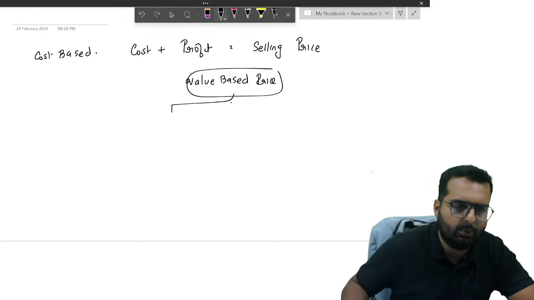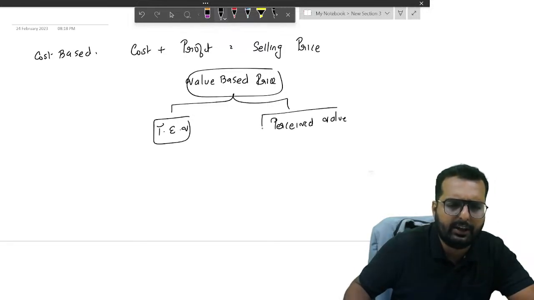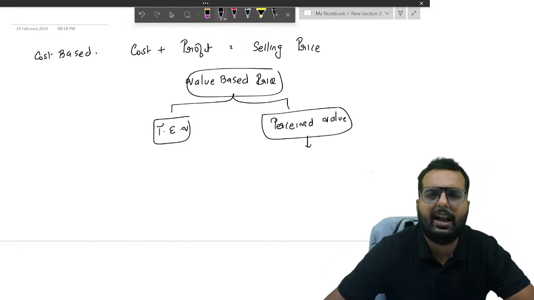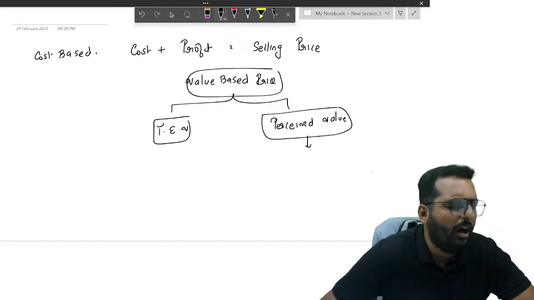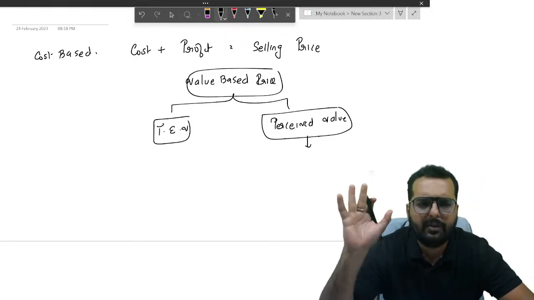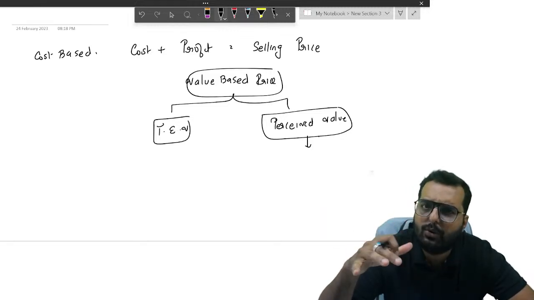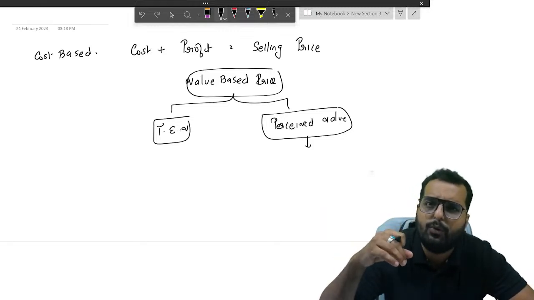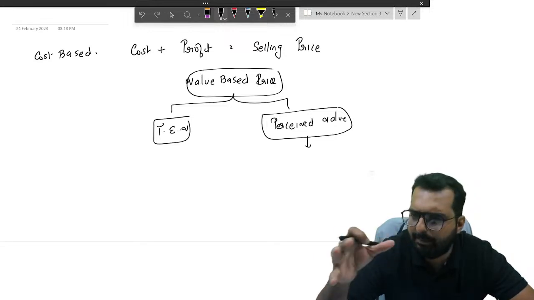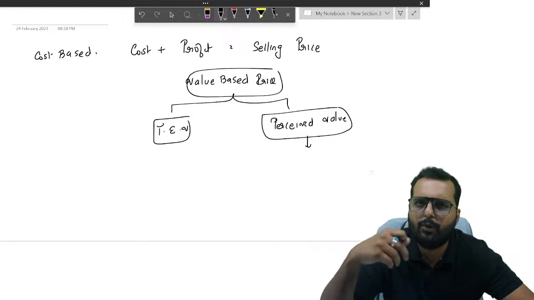Here you have two things. One is called true economic value and the other one is called perceived value. Okay, I'll give you a very simple example. Assume you are hungry. Suddenly there is a strike and you don't have anything at home to cook. When you call Swiggy, nobody is coming to deliver food. That is when you meet a person who is walking on the road.